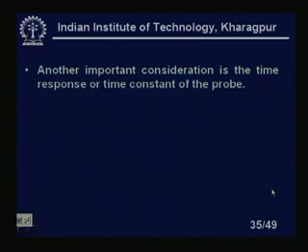Another important consideration is the time response or time constant of the probe. How can we make the time constant lower and lower? In bioprocesses we usually do not need very fast measurements, typically 5 to 6 minutes is fine, because the reactions are quite long, sometimes 30 or 40 hours. So you do not have to measure very fast, you can measure every 6 or 10 minutes, but still you must consider the time constant or response time of your DO2 probe.